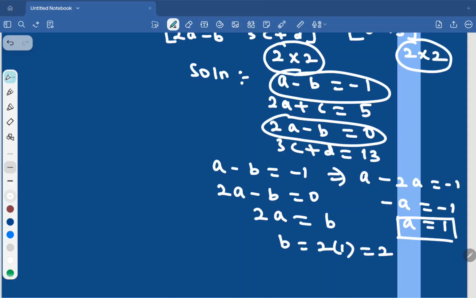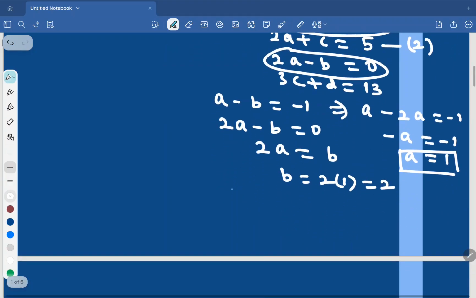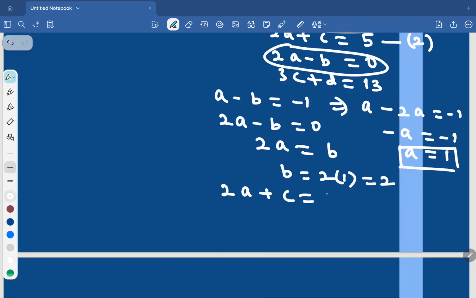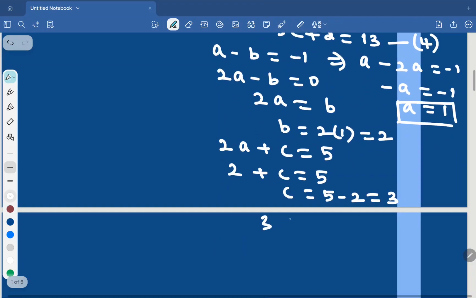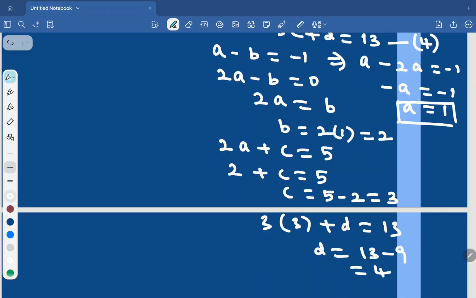Now substitute a value in equation 2 to get c. 2a plus c equal to 5. A is 1, therefore 2 plus c equal to 5, c equal to 5 minus 2, 3. Substitute c equal to 3 in equation 4. 3 into 3 plus d equal to 13, d equal to 13 minus 9, d is 4.